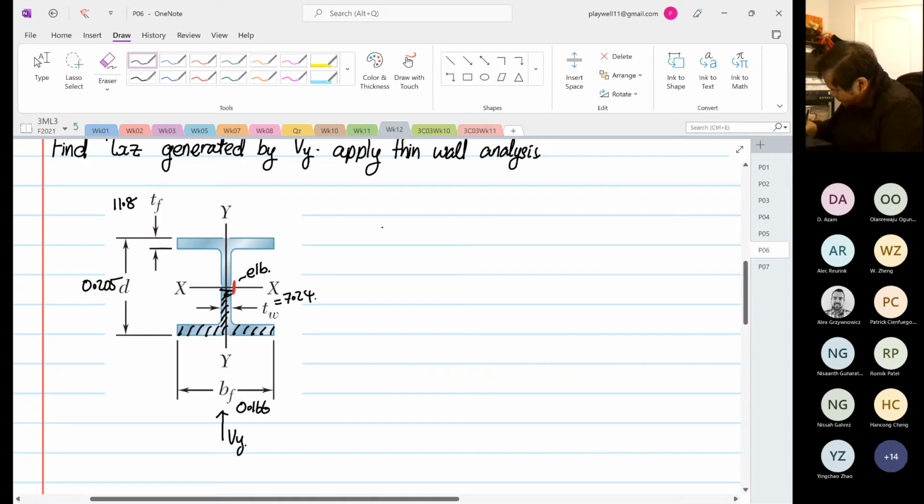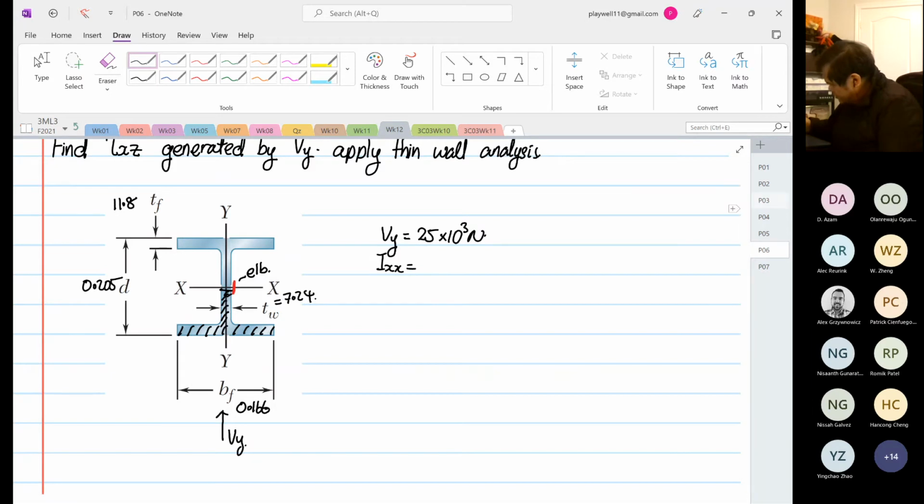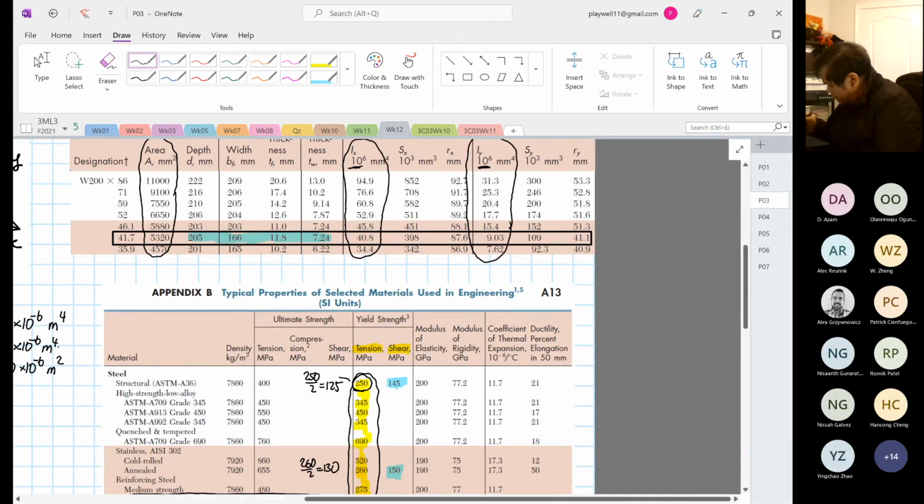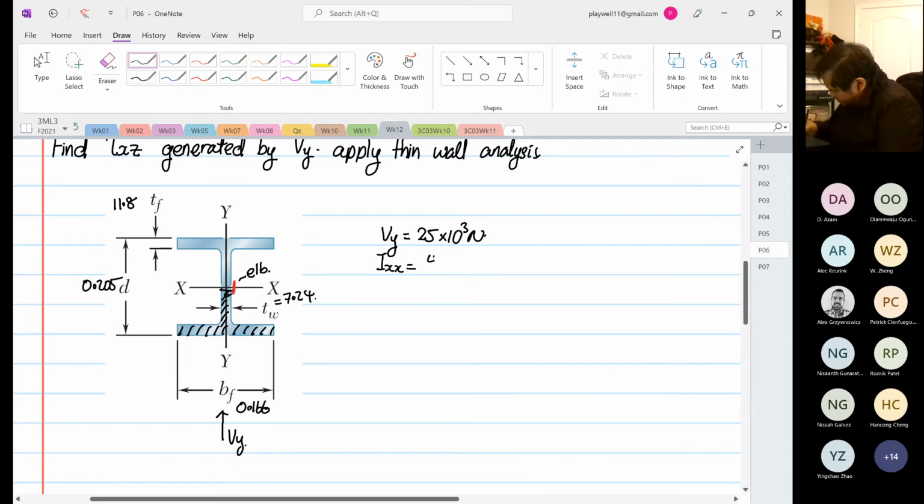So we know that Vy is equal to 25 times 10 to the power 3. Ixx is 40.8 times 10 to the power minus 6 meter^4. And then T, the thickness, is equal to TW because we're interested in element B, yes or no? And this is 7.24 times 10 to the power minus 3 meters. And then we can go from there.